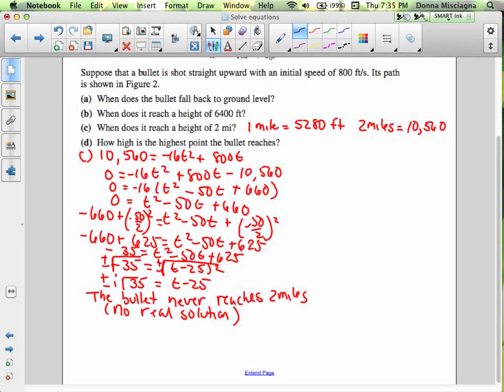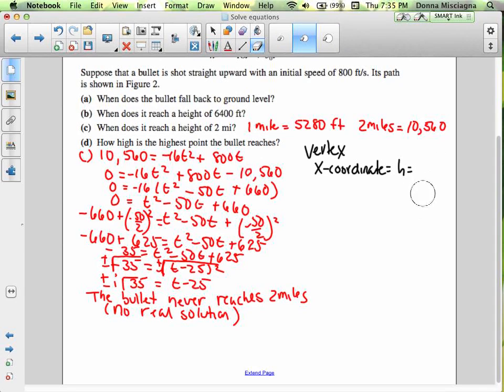Let's answer the last question. What's the highest point the bullet reaches? And we're going to find it's not 2 miles. To find that, we're finding the vertex. The vertex is the top part of our parabola. There's a formula when it's in standard form. The x-coordinate is called h, and that's found by taking negative b divided by 2a.